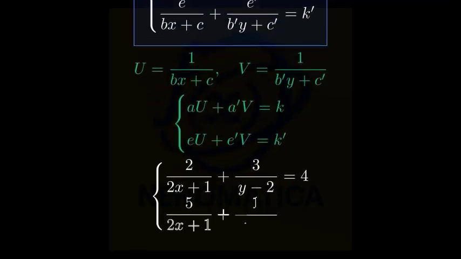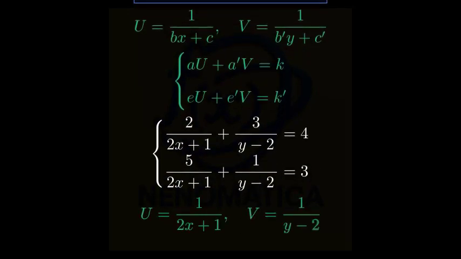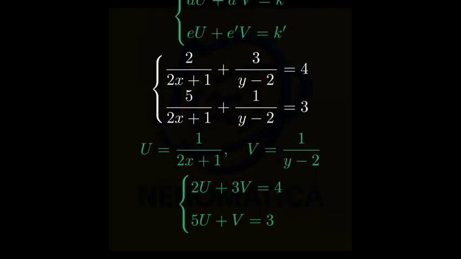2 over 2x plus 1 plus 3 over y minus 2 equals 4. 5 over 2x plus 1 plus 1 over y minus 2 equals 3. Define u equals 1 over 2x plus 1 and v equals 1 over y minus 2. The system becomes linear: 2u plus 3v equals 4 and 5u plus v equals 3. Now solve this 2 by 2 system.